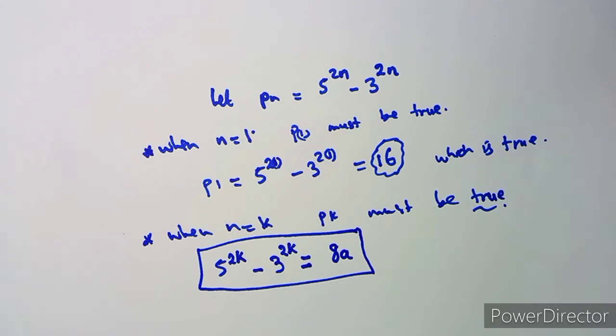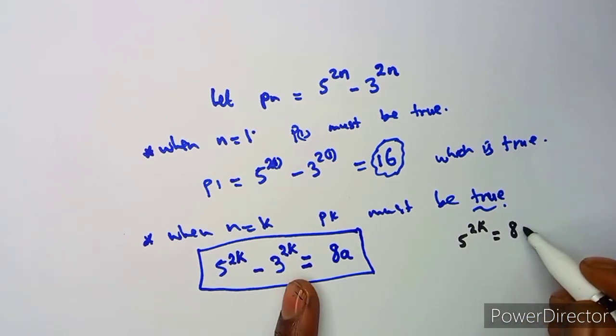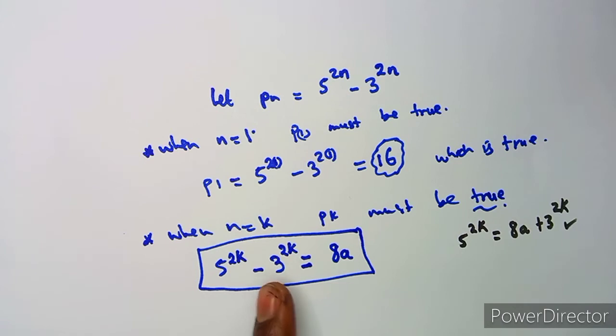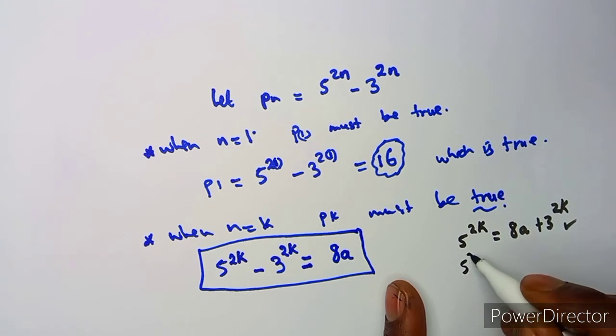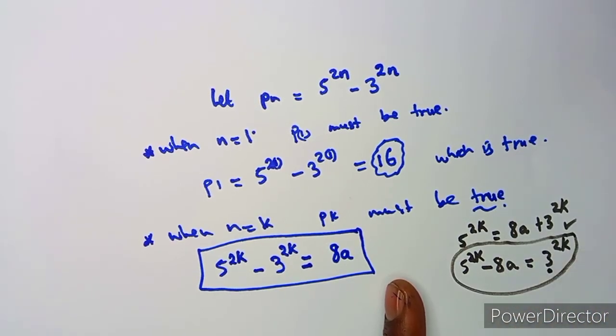When I say play around with, I'm saying from this statement I can make 5 to the exponent of 2k to be the subject. That means I can write it as 5 to the exponent of 2k is equivalent to 8a minus 3 to the exponent of 2k. If I transpose to that side, it can be a positive 3 to the exponent of 2k. I can play around with this, or I can take this to the right hand side, which means I'm going to be left with 5 to the exponent of 2k minus 8a, which is equal to 3 to the exponent of 2k. Still, I can see that 3 to the exponent of 2k can be the subject again. So you play around with that statement.